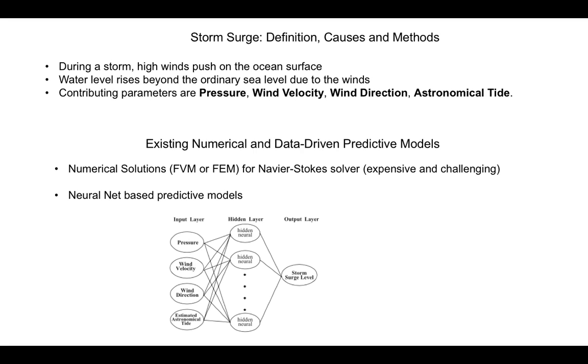Given the amount of destruction that it causes in the surrounding areas, it is imperative that more robust and predictive modeling techniques be devised in order to predict these increases in water levels under catastrophic conditions. The contributing parameters that affect storm surges are generally pressure, wind velocity, directions, and tide patterns.